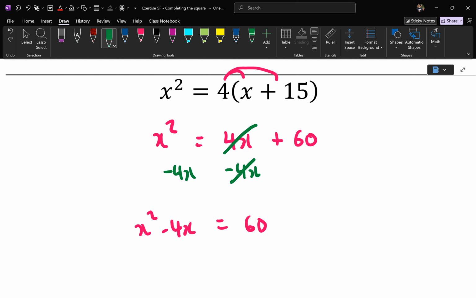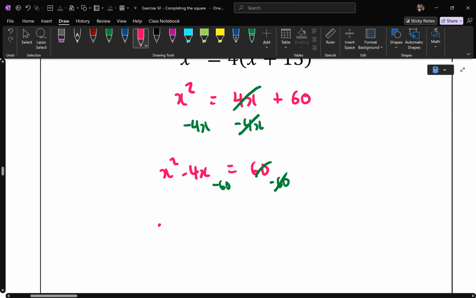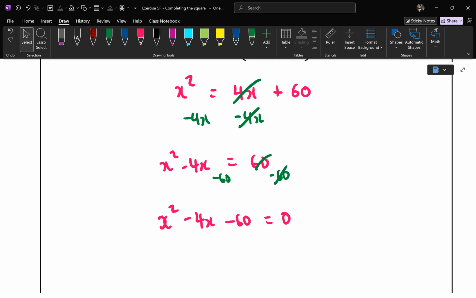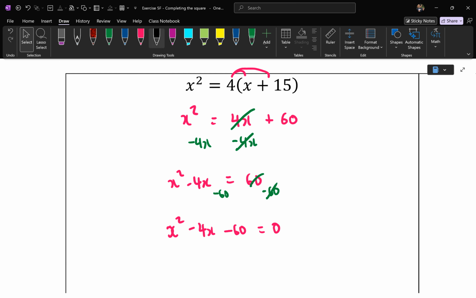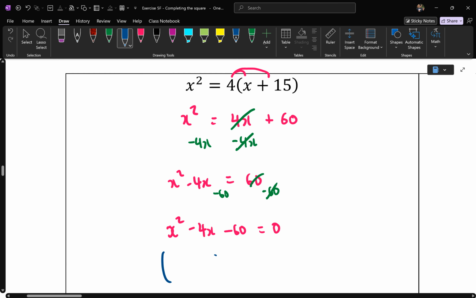And then I said minus 60 on both sides. And that's how I got x squared minus 4x minus 60 is equal to 0. And you're back to monic problems again. Who wants to have a go factorizing this? Let's go with Michelle. X squared minus 4x minus 60. What does that factorize to?